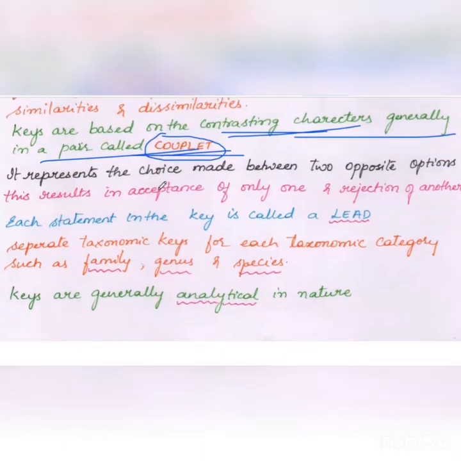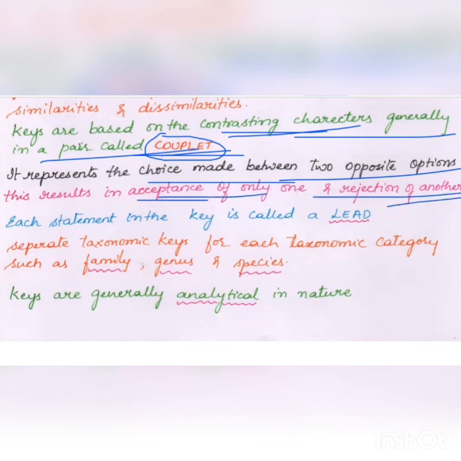It represents the choice made between two opposite options. When there's a positive thing, there's a negative thing. In electricity, when there's a positive terminal, there's a negative terminal. Similarly, everywhere, opposites are the rule of nature. They should exist. This results in acceptance of only one and rejection of the other. For the survival of one, the other is necessary. So there is the rejection of one and the acceptance of one.